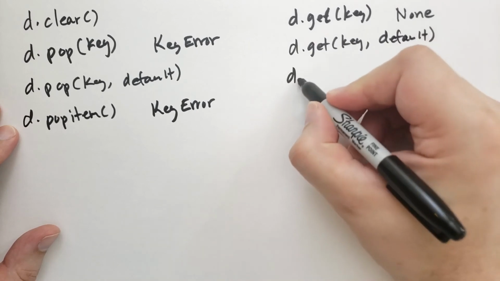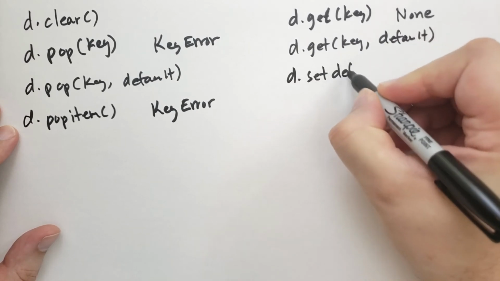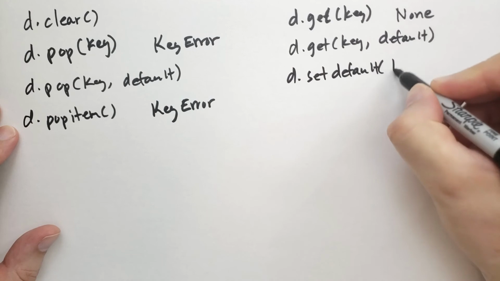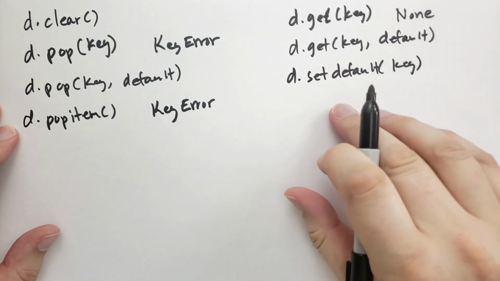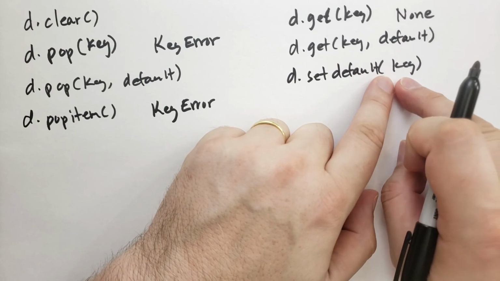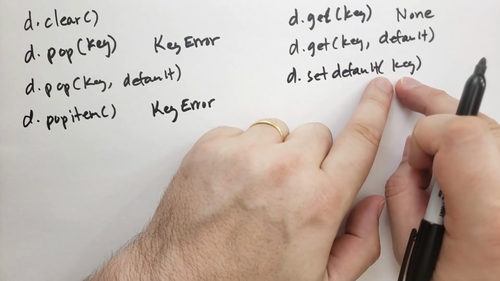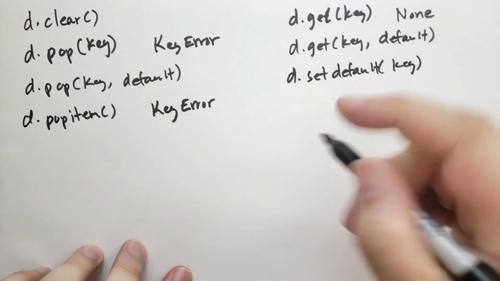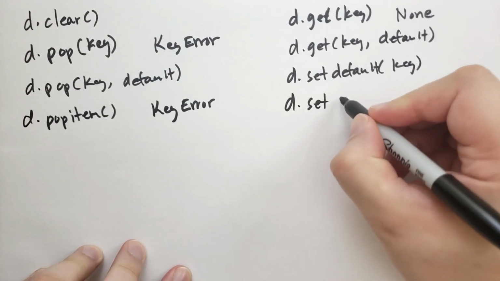There is also set default. Without a default value that it will set, it will return you the value of the key, and if it's not present, it will return none and set that key to be none. And finally, there's set default with a default value.